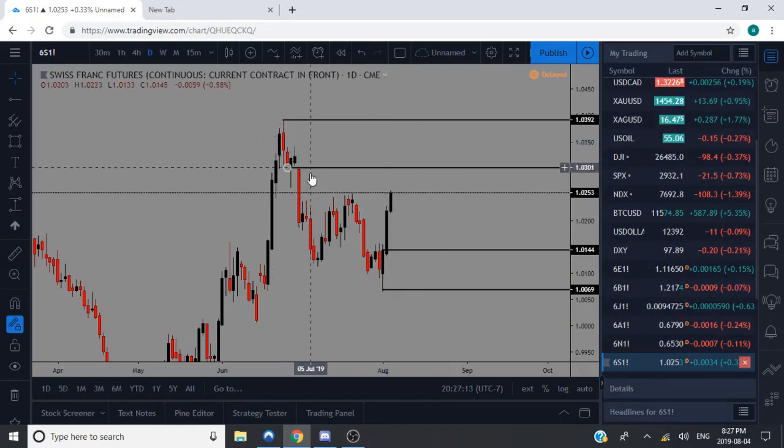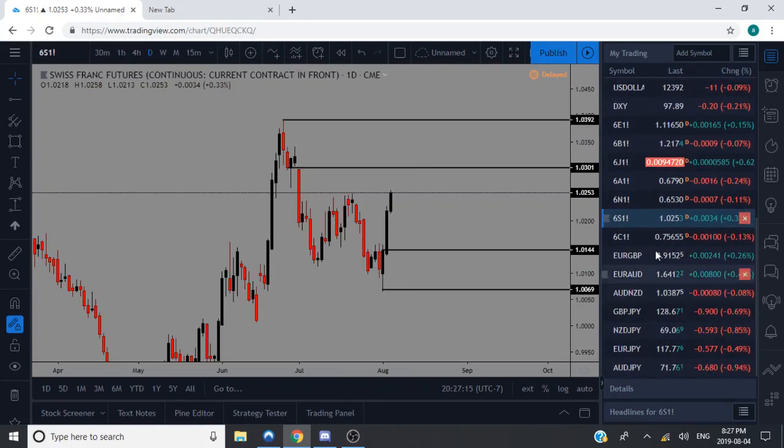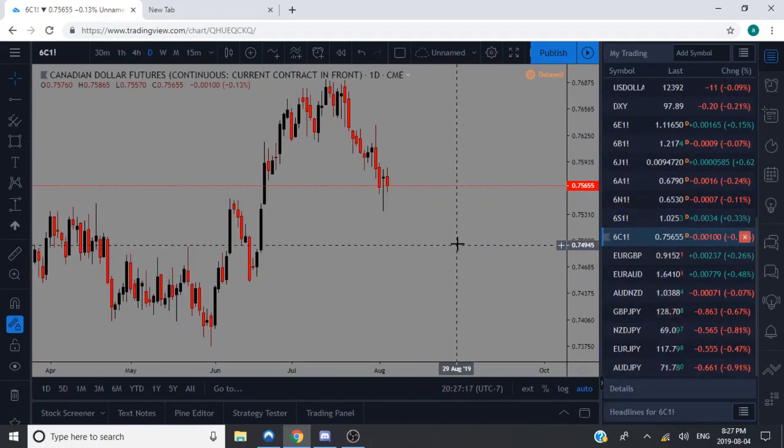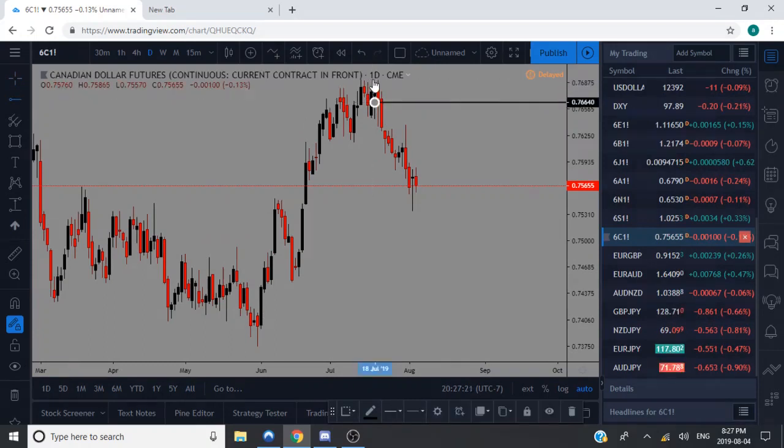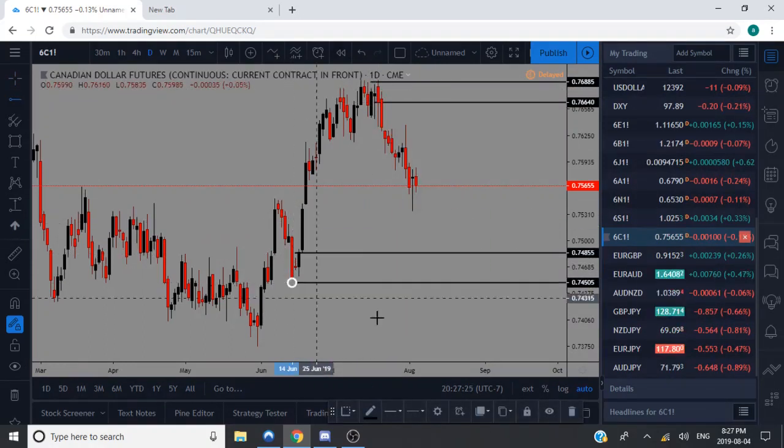So Swiss Franc, those are levels I would have on my daily time frame. Canadian, I don't see anything based on the daily time frame. I don't see anything till up here. And down here.